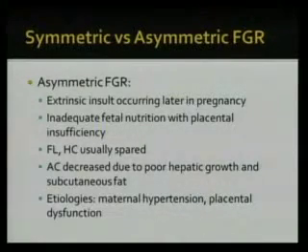Asymmetric growth restriction is characterized by an extrinsic insult that usually occurs later in pregnancy. This correlates with inadequate fetal nutrition and placental insufficiency. Usually what happens is the femur length and the head circumference are spared, but the AC is decreased because of poor hepatic growth and subcutaneous fat. The baby is not gaining that weight that we would normally expect to see. And these etiologies in general are more consistent with maternal hypertension and placental dysfunction.